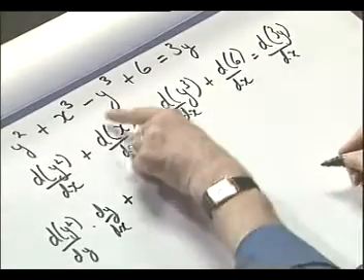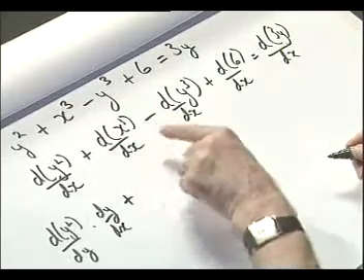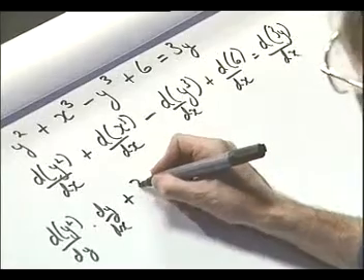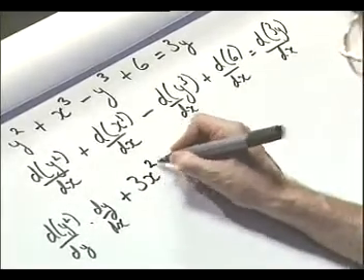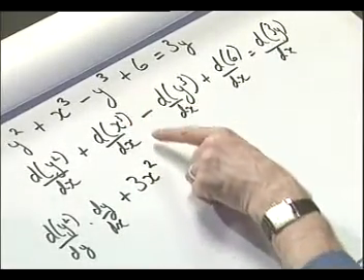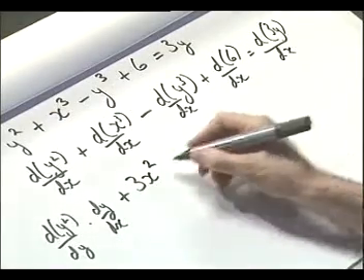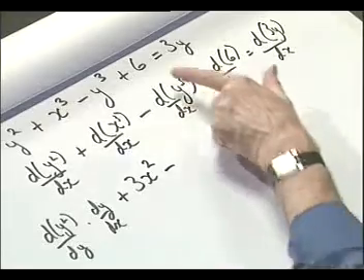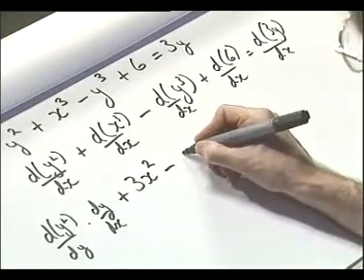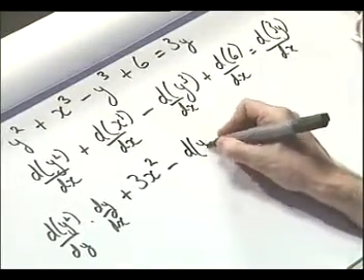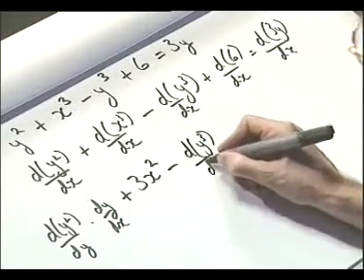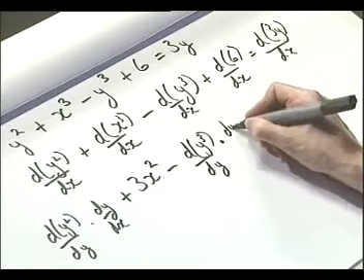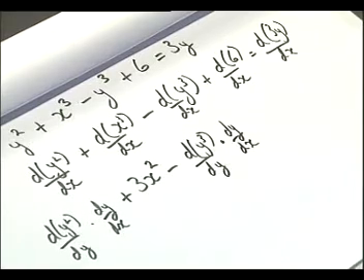Plus, this is straightforward. You don't need to worry about this. This is the derivative of x cubed with respect to x. We know that is 3x squared. Multiply by the index and take 1 away. Minus, and here again we've got to apply our chain rule. So we've got the derivative of y cubed with respect to y times dy by dx.